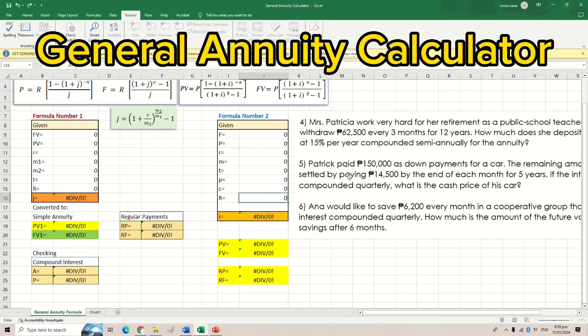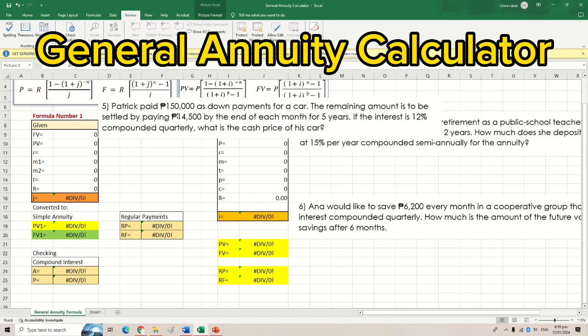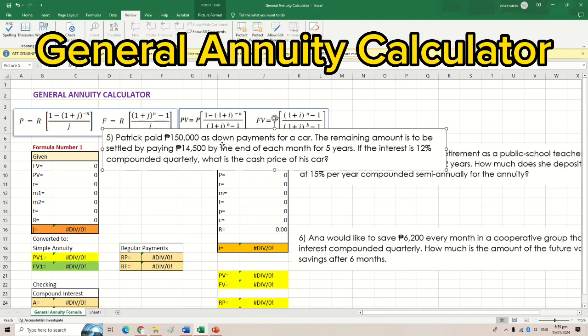Okay, here we go. We go to number 2 problem. So Patrick paid 150,000 as down payment for a car. The remaining amount is to be settled by paying 14,500 by the end of each month for 5 years. Okay, each month. If the interest rate is 12% compounded quarterly, so they don't match. This is general annuity formula. And what is the cash price of this car? Now the cash price of this car is the present value plus the down payments. That's very easy to understand.